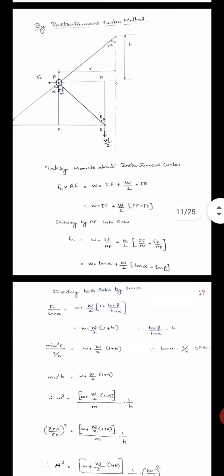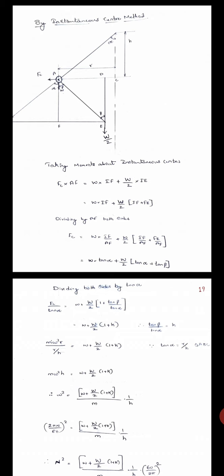Dividing both sides by tan alpha, Fc upon tan alpha equals W plus W by 2 into 1 plus tan beta by tan alpha, that is W plus W by 2 into 1 plus K, where tan beta by tan alpha is K. M omega square r by h equals W plus W by 2 into 1 plus K. r gets cancelled, so we have M omega square h equals W by 2 into 1 plus K. Omega square equals W plus W by 2 into 1 plus K upon M into 1 by h.